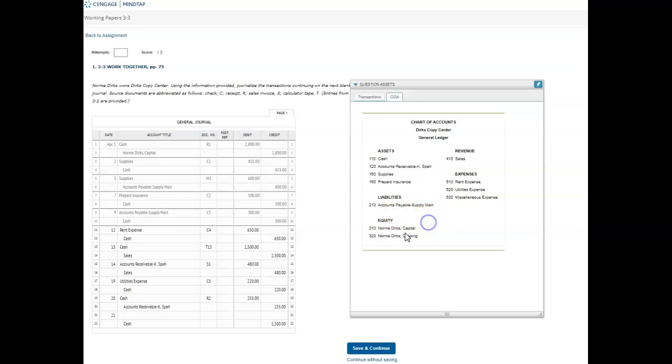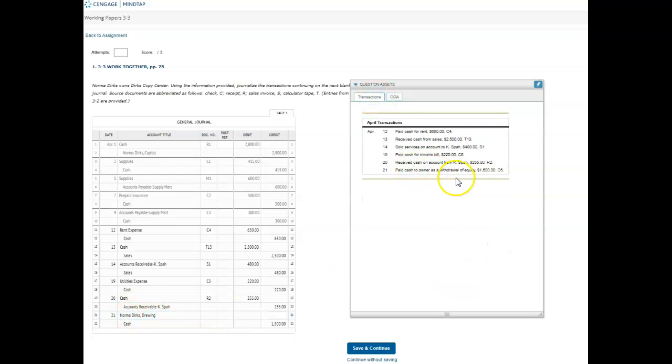I think I have to do control. Maybe I can right click on the mouse. I don't know. Let's see. Control V. So the Norma Dirk's drawing actually says that the person drew it out of their business. They must have written a check because we're at C6 and they took out the $1,500.